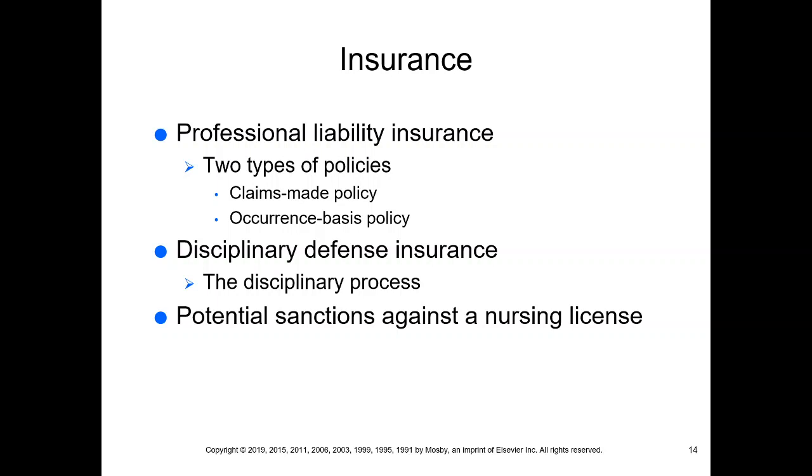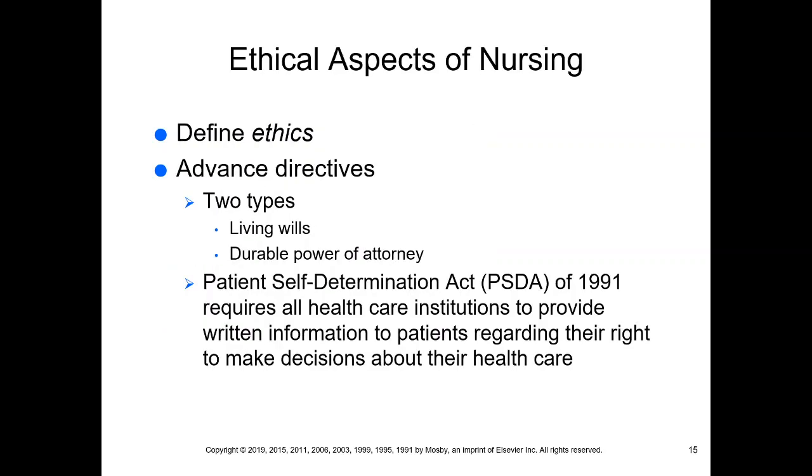So make sure that you always chart everything you do. Insurance, this is just so you have two types: claims made policy and occurrence basis policy. This is liability insurance. Disciplinary defense insurance. Lawsuit was on page 31, and insurance is on page 32. Okay, so you can read these in your textbook.